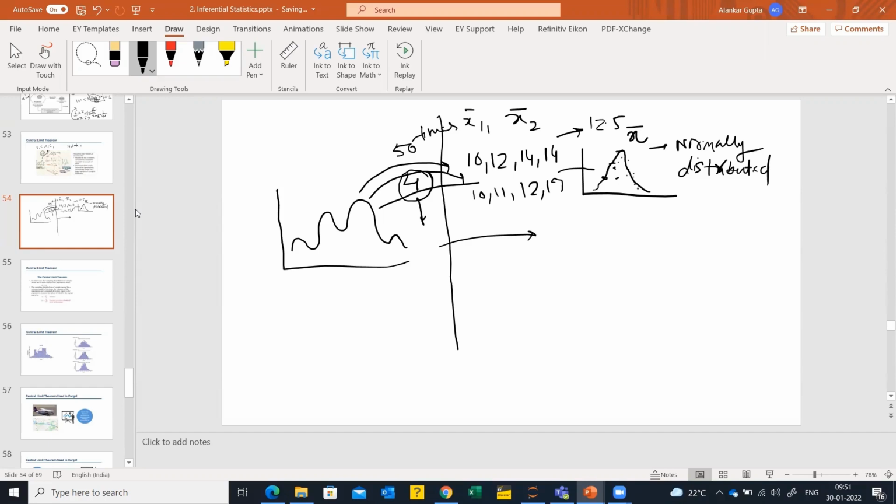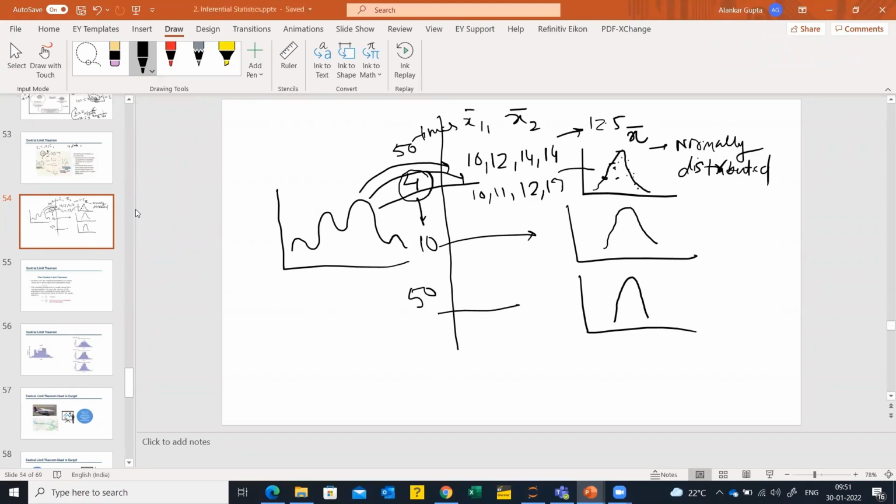For example, with 4 you have a distribution like this. If you take 10 items, it will look better than this. If you take 50, it will be even better than this. It will become more steep. We will look into this in the subsequent slide, but for now understand that as the number of data points in each sample increases, your graph here will also change.